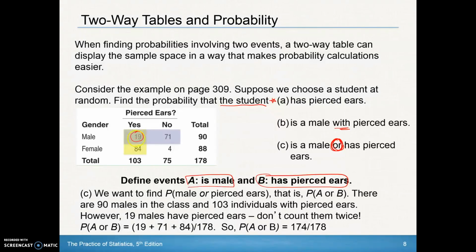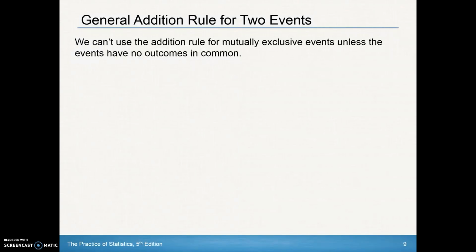Because if I count males, that's 19 and 71. Or pierced ears, that's 19 and 84. I've counted that 19 twice. So be careful not to do that. But we've got ways to remember how to do this a little bit better, to remember not to count that part twice. Okay. We have the general addition rule. It says we can't use the simple addition rule unless the events are mutually exclusive, that is, the events have no outcomes in common.